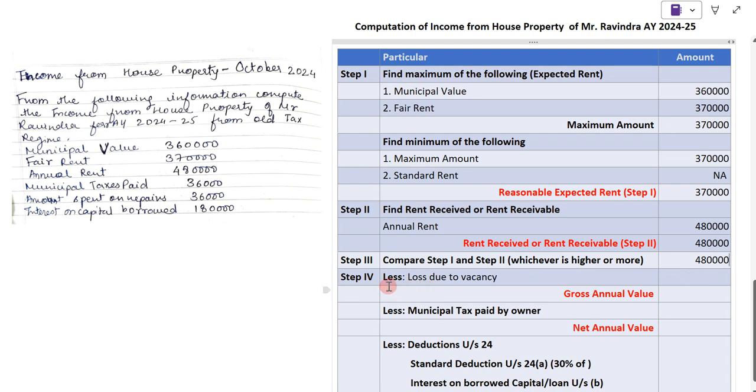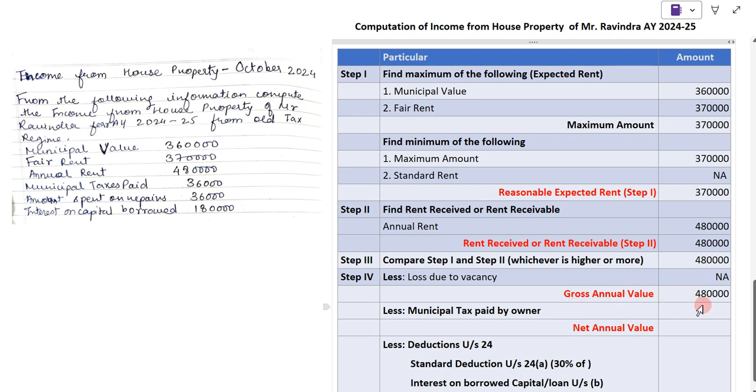Now step 4 is less loss due to vacancy. Is there any vacancy? Is the house vacant? No, so not given. So put NA. Now the final value remaining, 4,80,000, is the gross annual value. I hope you have understood the steps of how we got the gross annual value.